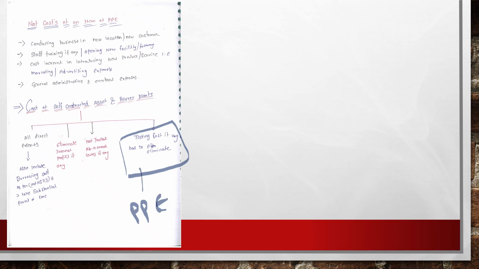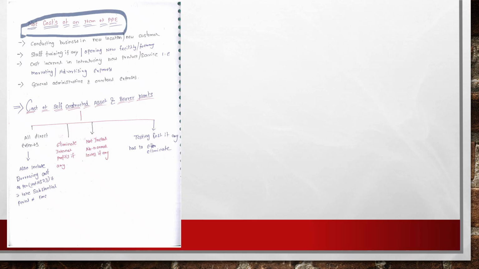Until now we have completed what costs are included in self-constructed assets or bought-in plans, apart from the buying products also. Now, till now we have seen what costs are included in the PPE. Now we should know what costs should not be included in the PPE.